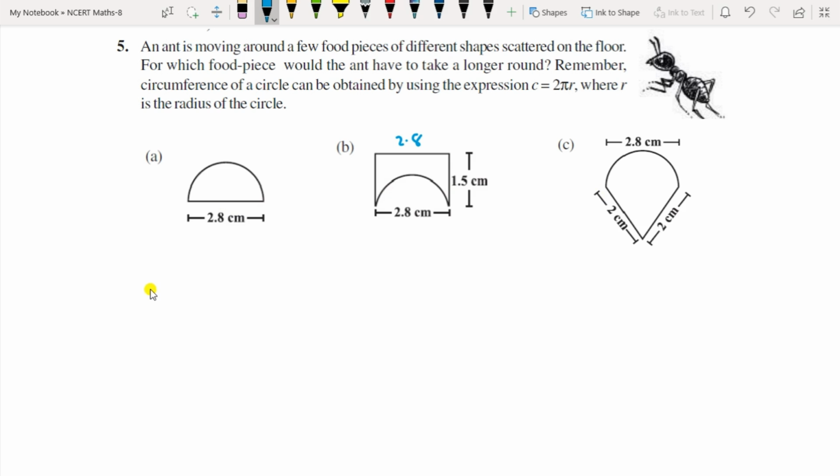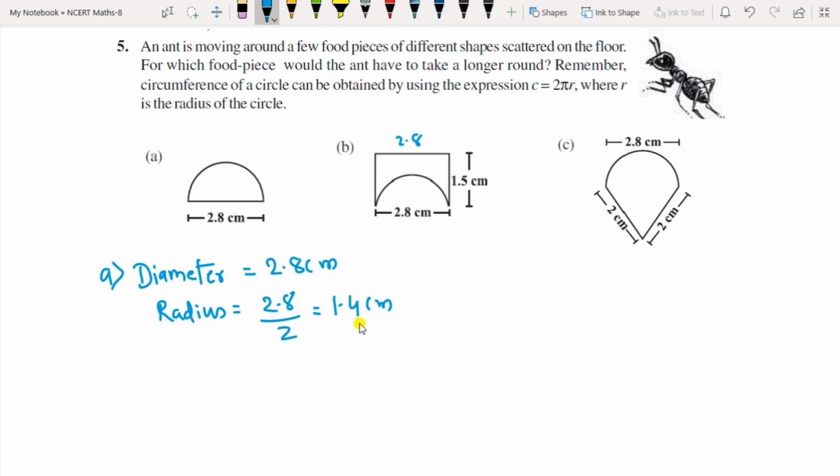Okay, so in figure A, we will start for figure A first. For figure A, the diameter is given as, diameter is 2.8 centimeter. So radius will be what? Radius will be 2.8 by 2. That will be 1.4 centimeter. So find the circumference. Since they are asking to find the circumference, how long that the ant has to move around, that means it is to find the perimeter or the circumference.